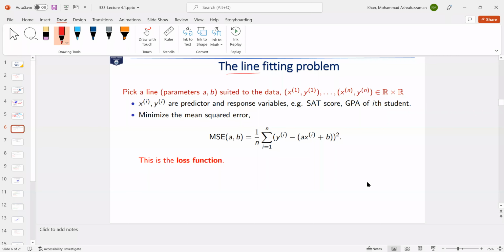So the line fitting problem, formally, we can define like this. Pick a line among all the infinite possibilities based on parameters A and B. Here we have a data set (x1, y1), (x2, y2), until (xn, yn), where all x are real numbers and all y are real numbers. For example, x and y could be SAT score and GPA. So x is SAT score, y is GPA, and so on.